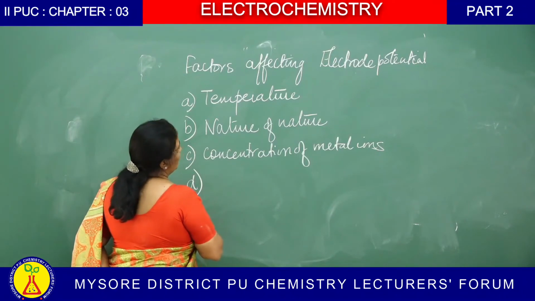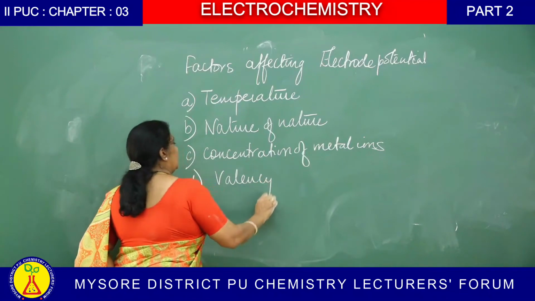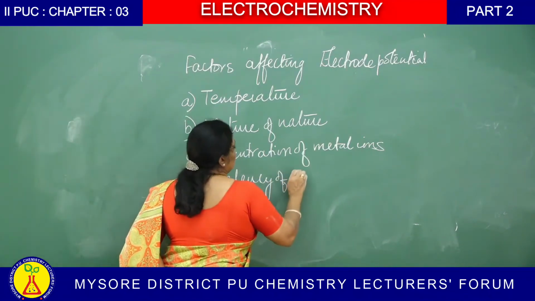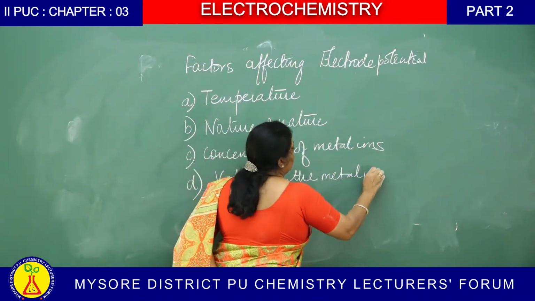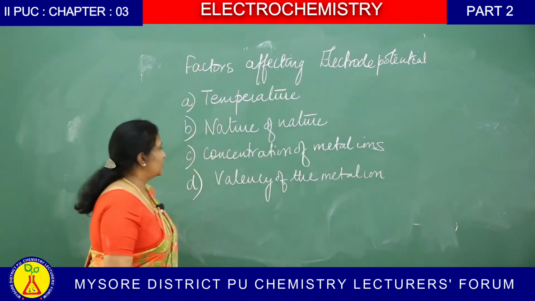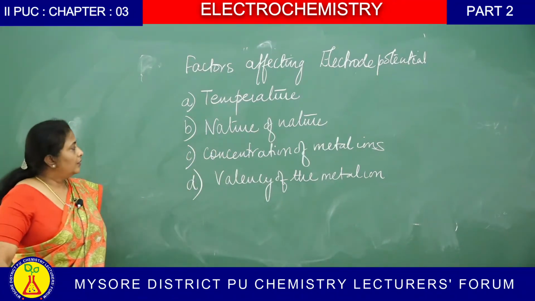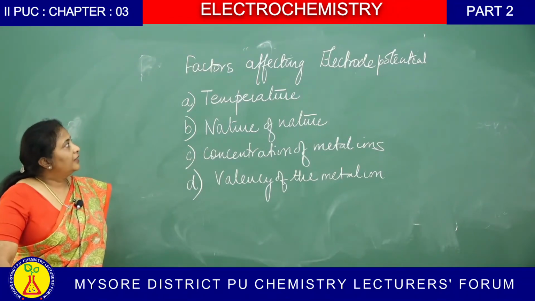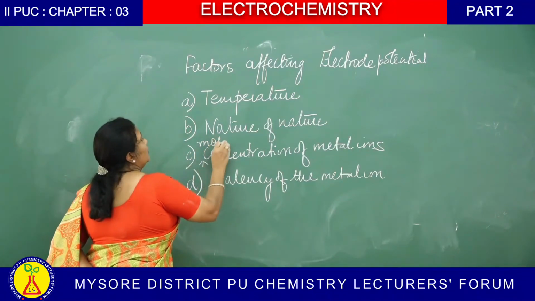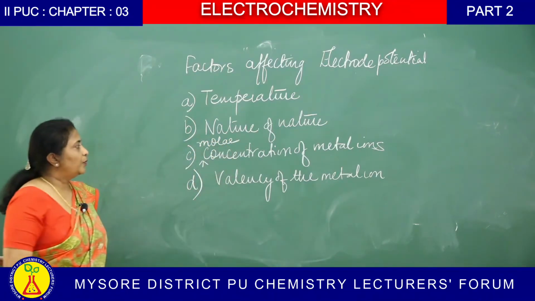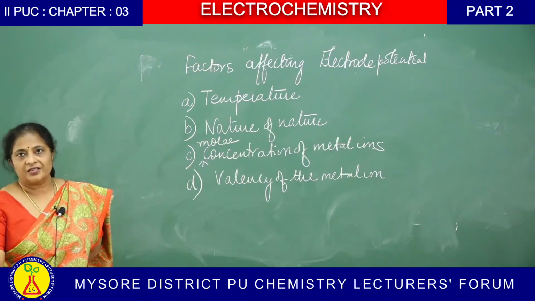and D, the valency of the metal ions or the charge on the metal ions. These are the 4 factors which affect the electrode potential. Rather, we can write this as molar concentration. That would be more appropriate for us to write it as the molar concentration.